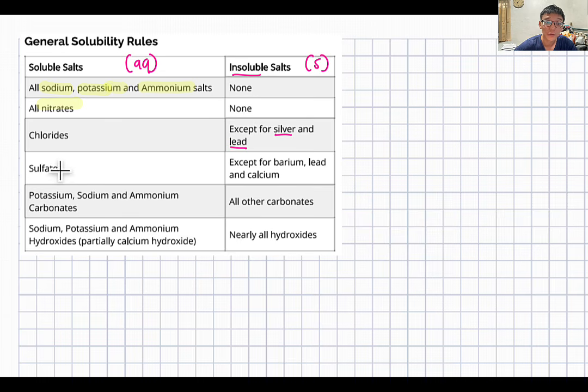For sulfate, they are also usually soluble, except for barium, lead, and calcium sulfate. So barium sulfate is not soluble, lead sulfate and calcium sulfate are also not soluble. For insoluble salts, they are carbonates. So if you see carbonates, they are usually insoluble, except if you pair them with potassium, sodium, and ammonium, which have a high solubility capability.